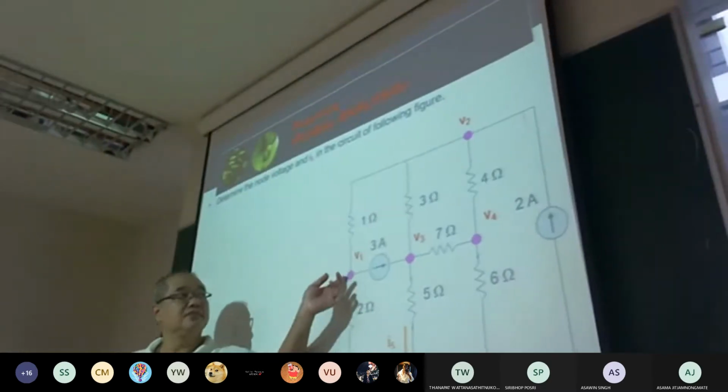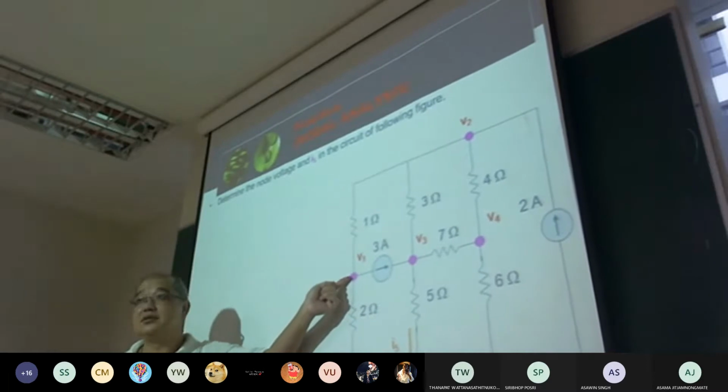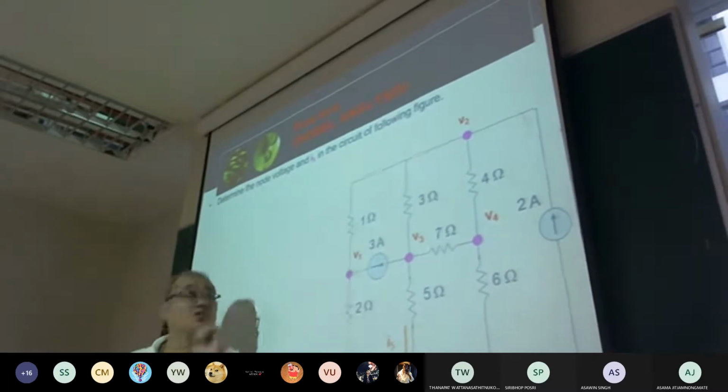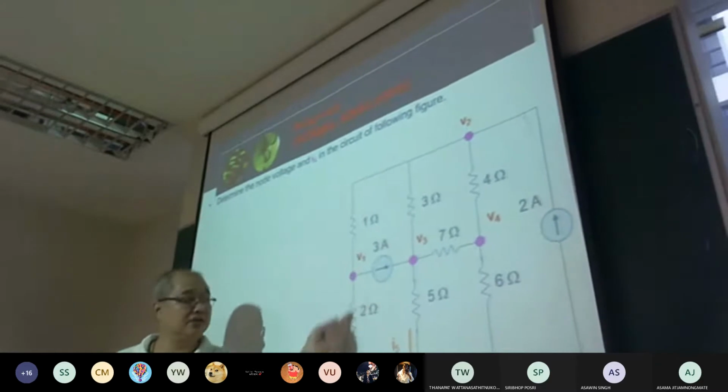Okay, we have only 4 nodes. For this node, how many branches connect to it? Node 1, 3. How many connected in? 0, right? 0. 3 connected out, equal to 3.